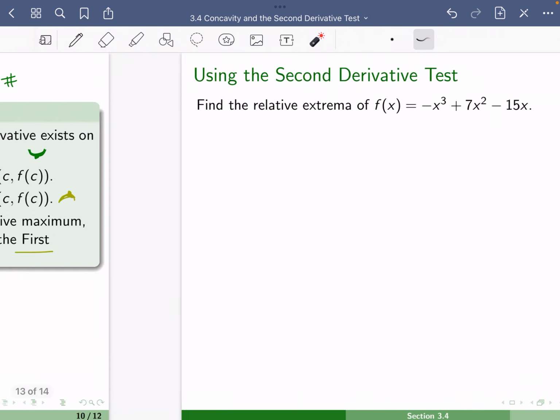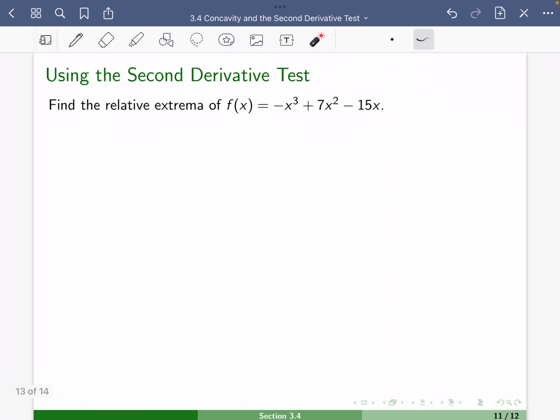All right, so let's look at an example. Let's find the relative extrema of this function. f of x is negative x cubed plus 7x squared minus 15x. We will first find our derivative: f prime of x is negative 3x squared plus 14x minus 15.